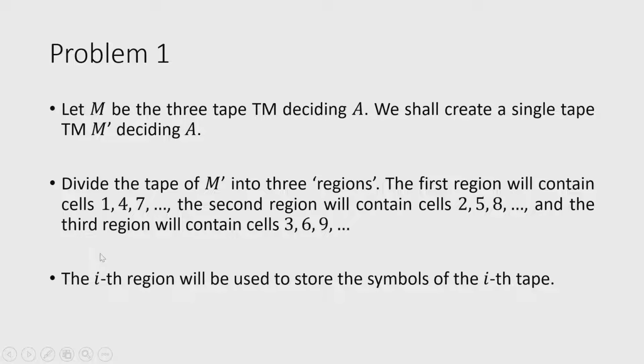And the reason we have divided M prime into 3 regions is that M has 3 tapes, and we would use the ith region of the tape of M prime to store the symbols of the ith tape of M. So the ith region of M prime is exactly the ith tape of M.